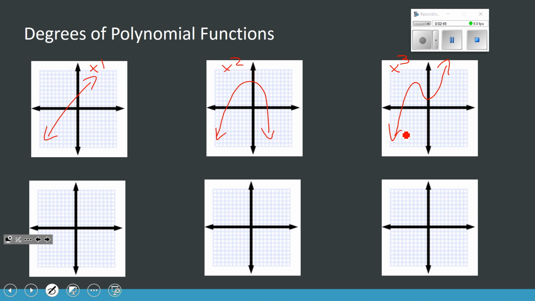So what I would like for you to do right now is take a minute and draw x to the fourth, x to the fifth, and x to the sixth.